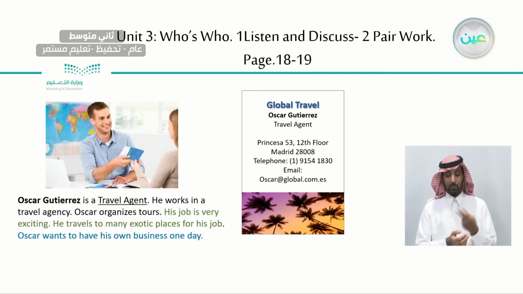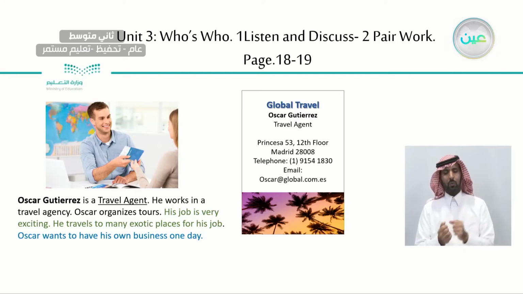So, this is Oscar Gautier. He is a travel agent. So, Oscar Gautier is a travel agent. He works in a travel agency. Oscar organizes tours. His job is very exciting. He travels to many exotic places for his job. Oscar wants to have his own business one day.